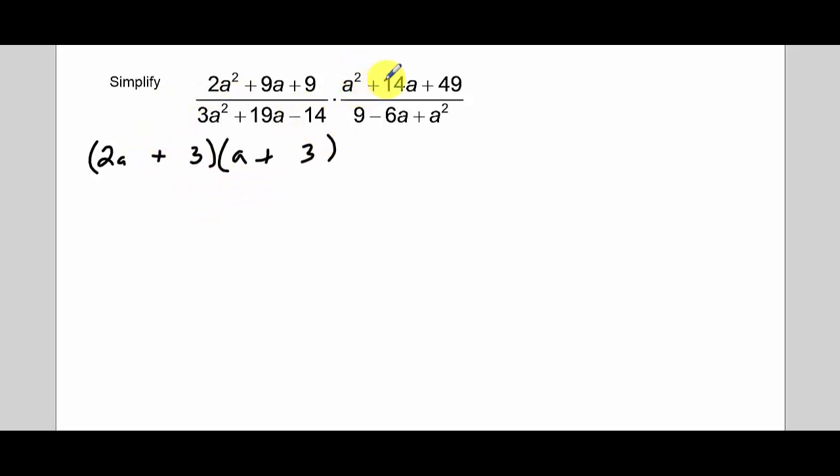We'll go across this way, if you will. That will be what? An a. I need what multiplies to 49, adds to 14. That's a 7 and a 7.